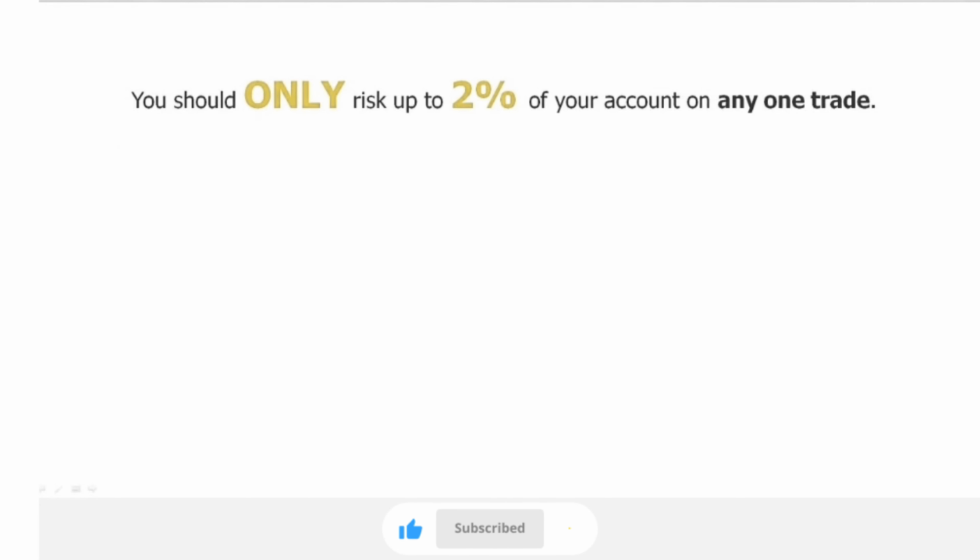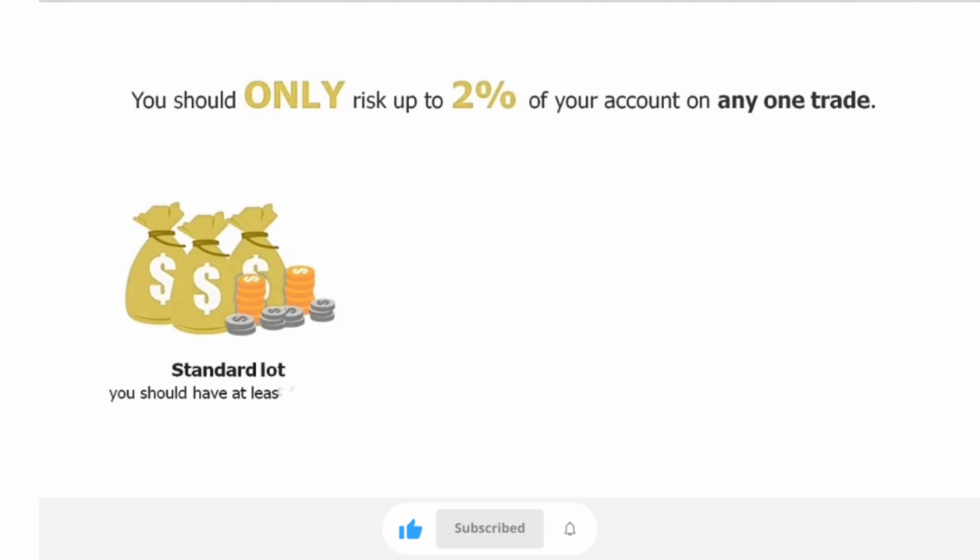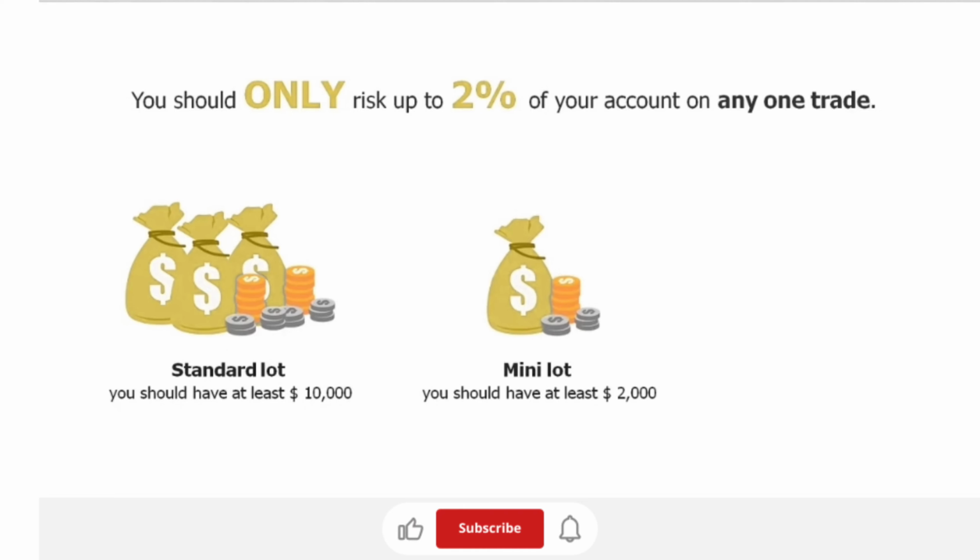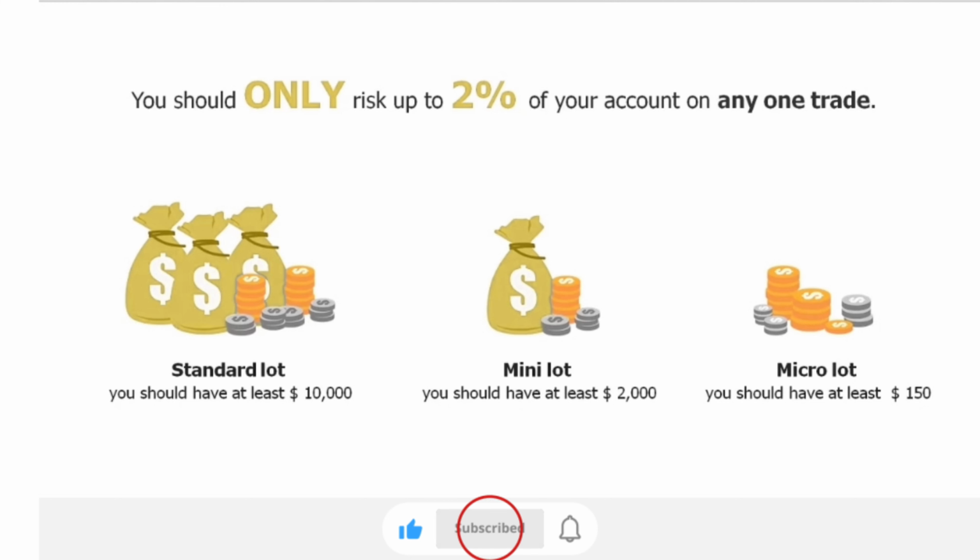Because you should only risk 2% of your account on any one trade, in order to trade with standard lots, you would ideally start with $10,000. To trade mini lots, you should ideally start with $2,000. And if you have less than $5,000, it is advisable to trade with micro lots and start with at least $150.